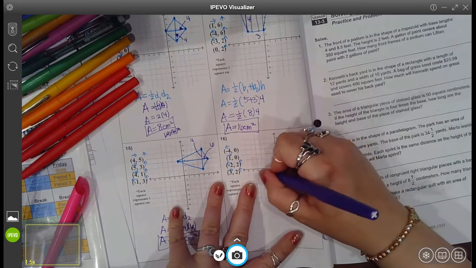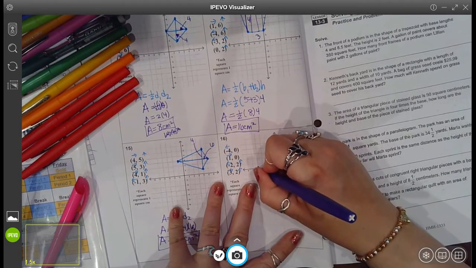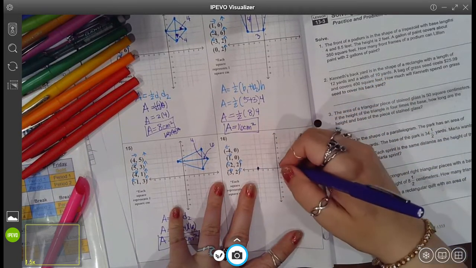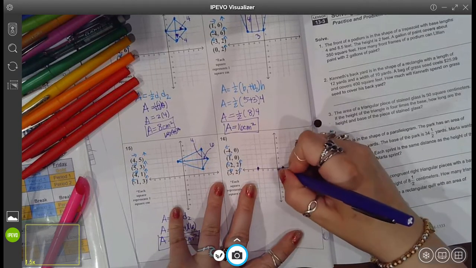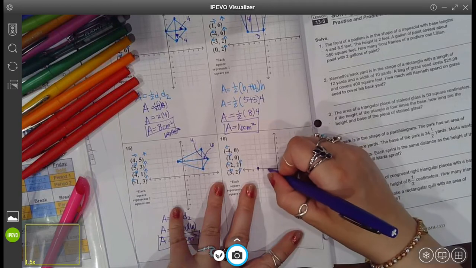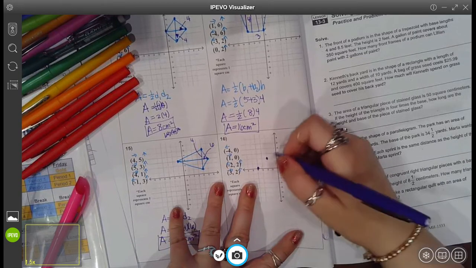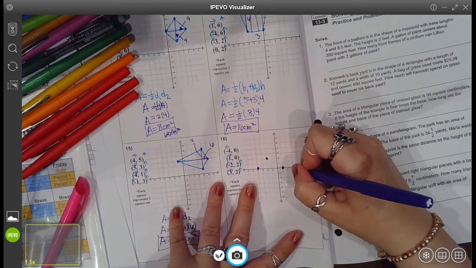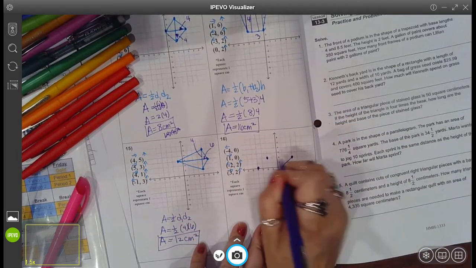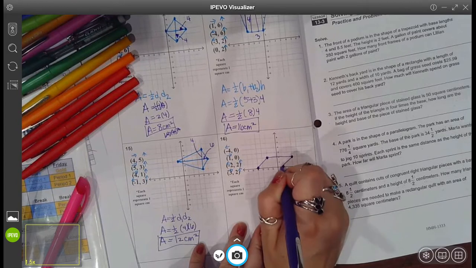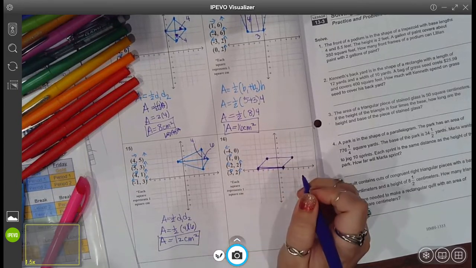Left 4, up nothing. So right there on the axis. Right 1, up nothing. Get back to your origin. Left 2, up 2. And then finally, right 3, up 2. All right, now I have all my points plotted, so go ahead and connect them. And what is that shape?